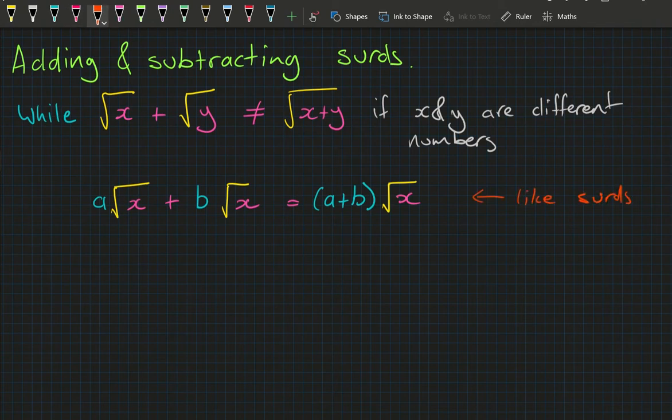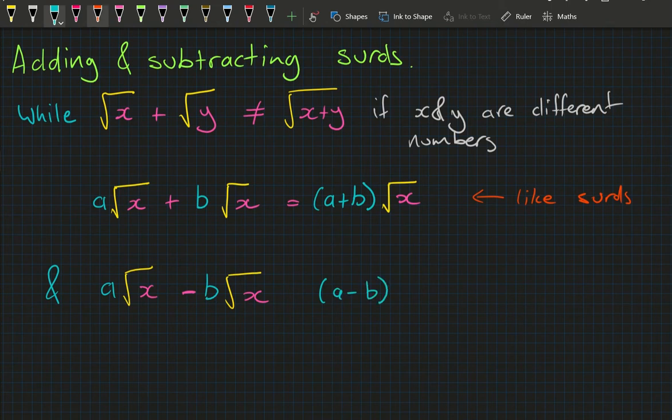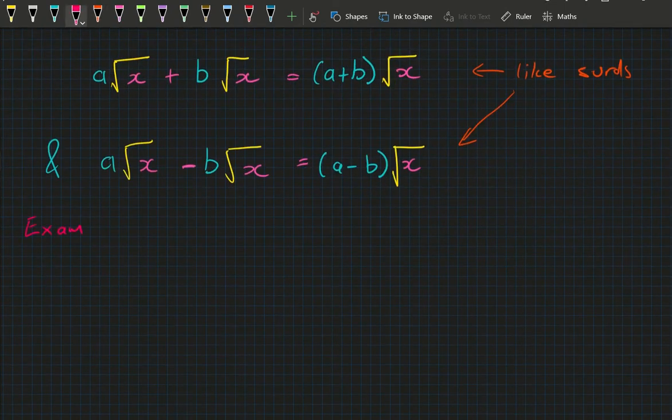And just to be clear that subtraction and addition are the same thing, if we had a times the square root of x minus b times the square root of x, well, that would equal a minus b times the square root of x, also using like surds. All right, so let's remember that fact, write it down if you need to, and let's get on with the example 4. In part A, they're asking us to add 2 times the square root of 3 and 4 times the square root of 3.